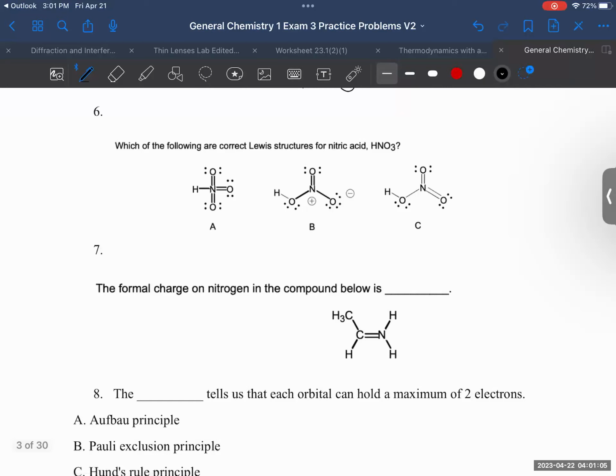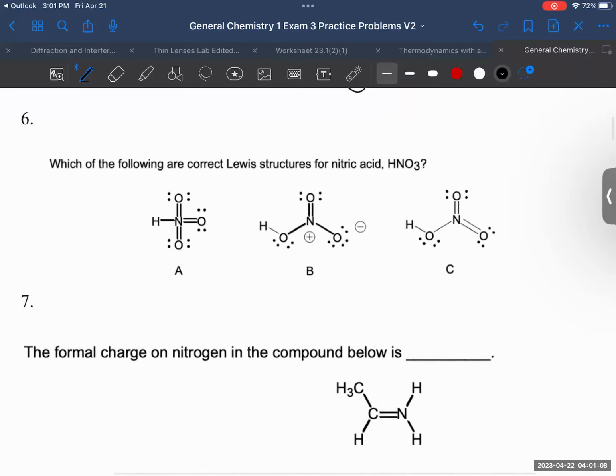All right. Which of the following is the correct Lewis structure for nitric acid? Nitric acid, HNO3. Let's just say, which of these is the correct Lewis structure for nitric acid?